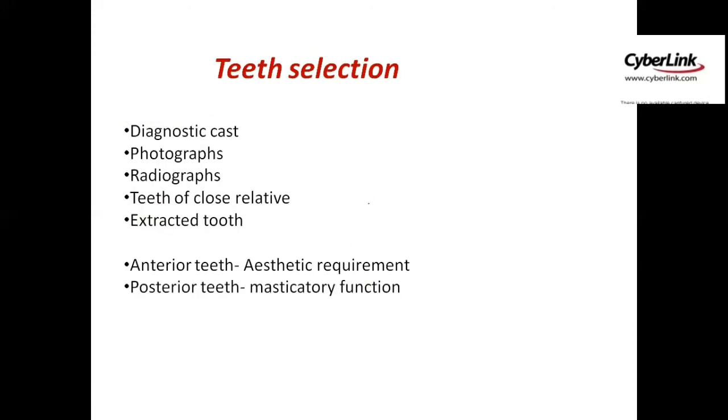So there are various methods of teeth selection. First is your diagnostic cast, photographs, radiographs, teeth of a close relative, and extracted tooth. Anterior teeth are basically required for aesthetic requirement. Posterior teeth have the basic function of mastication. So first is the diagnostic cast. They are prepared before the extraction of the teeth.